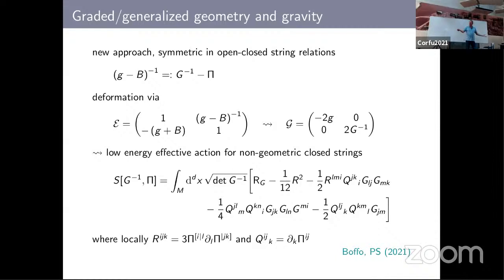This one is a bit different. So if I want to make some propaganda for it, it's symmetric under the analog of the transformation of a B-field. There's an analog for the bivector, which looks quite complicated, but in the graded geometry setting is actually quite easy to compute. So it has some nice invariance properties.